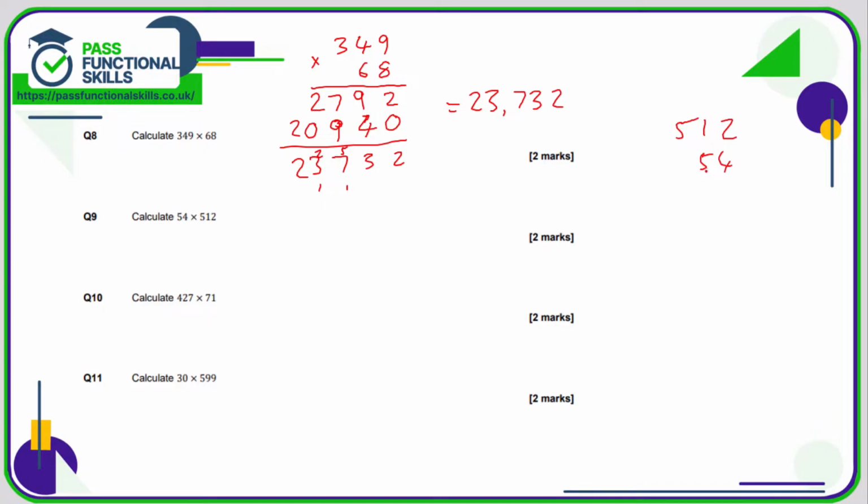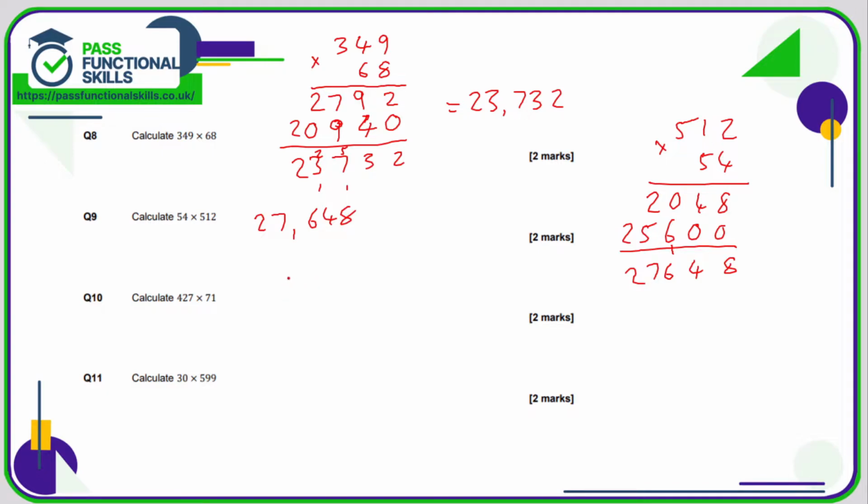54 times 512 is the same as 512 multiplied by 54. Always have the number with fewer digits underneath when you're doing long multiplication. Start with the 4, 4 2s are 8, 4 1s are 4, 4 5s are 20. Put in a 0 because this is the 5 of 50. 5 2s are 10, carry the 1. 5 1s are 5, plus 1 is 6, 5 5s are 25. Add them together, so the answer is 27,648.